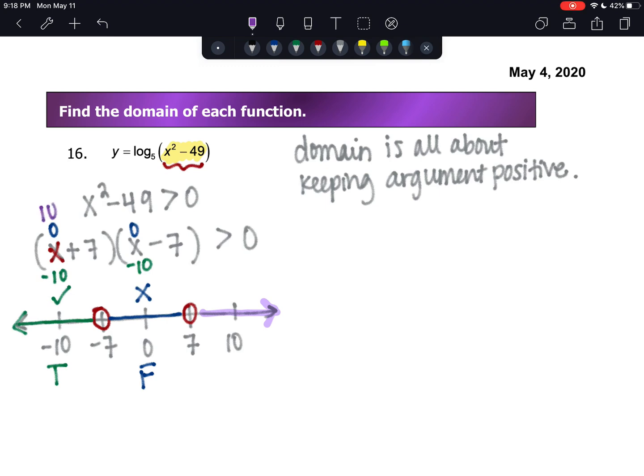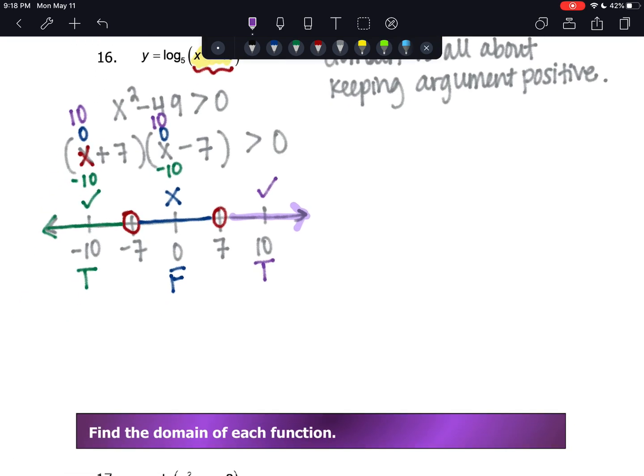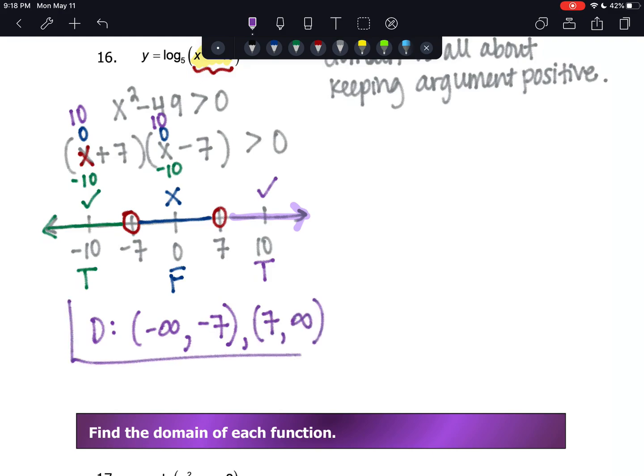So when I put a +10 in, 10 plus 7 is positive. 10 minus 7 is positive. A positive times a positive is a positive, and positive numbers are greater than 0 every time. So our domain is -infinity to -7 with a parenthesis because -7 does not work. The middle blue section does not work, but we pick up again at 7 to infinity.